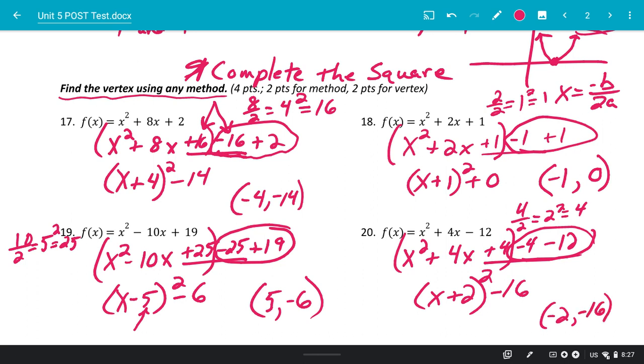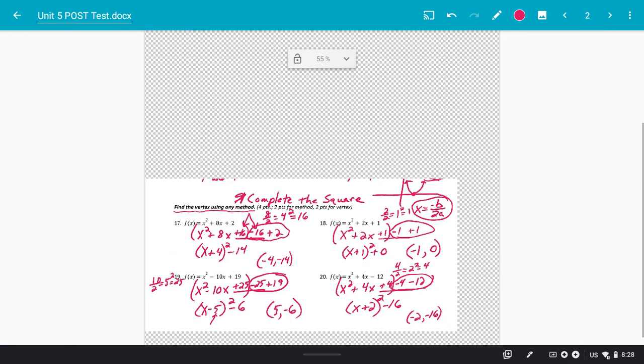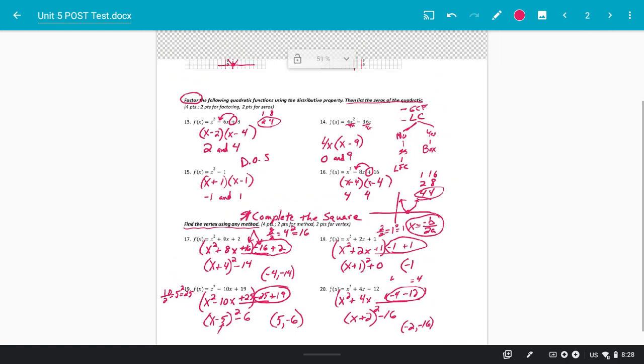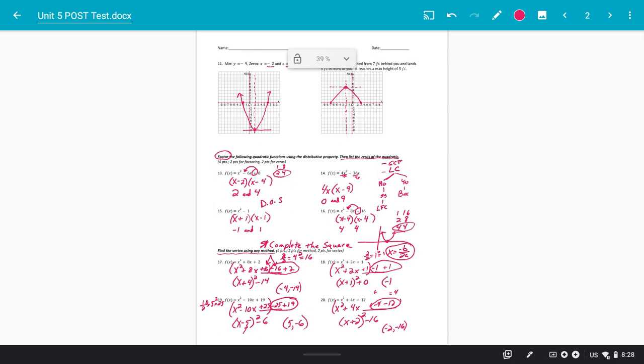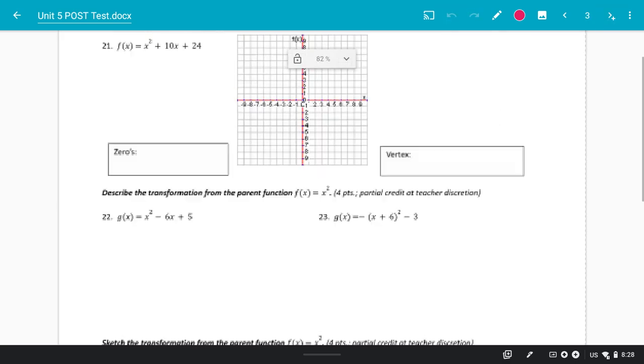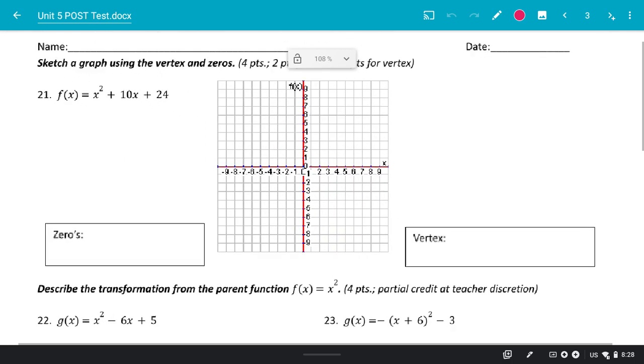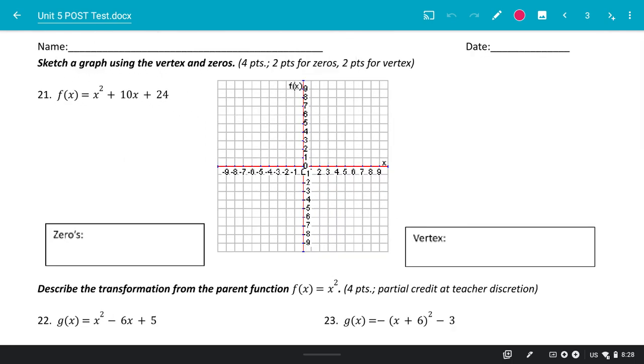That's the way I chose to do it. Again, we could have used x equals negative b over 2a and plugged it in, which would have worked as well. So there is page 2. Last page. Now, this first question is basically asking me to sketch a graph using the vertex and the zeros.